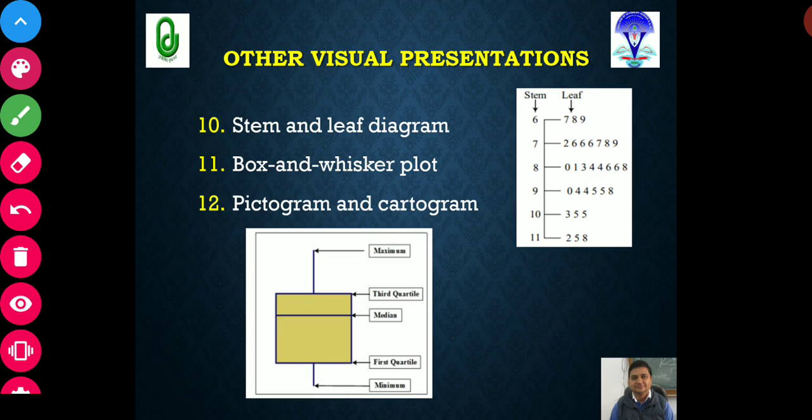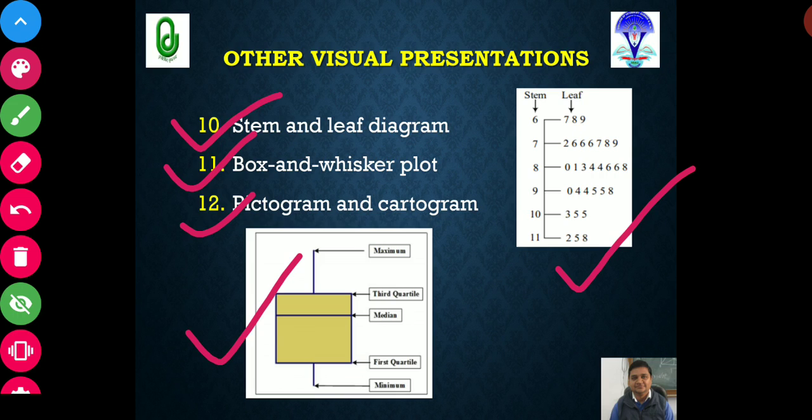Now, there are 3 other visual presentations of data that are not used regularly, but you should know the names, and if you are interested, you can go and study in detail. These are the stem and leaf diagram, box and whisker plot, and pictogram and cartogram. So this is an example of stem and leaf diagram. I am not going to detail it. If you are interested, you can refer to some standard book or the internet. You will get a lot of material. And this is the diagram of box and whisker plot.